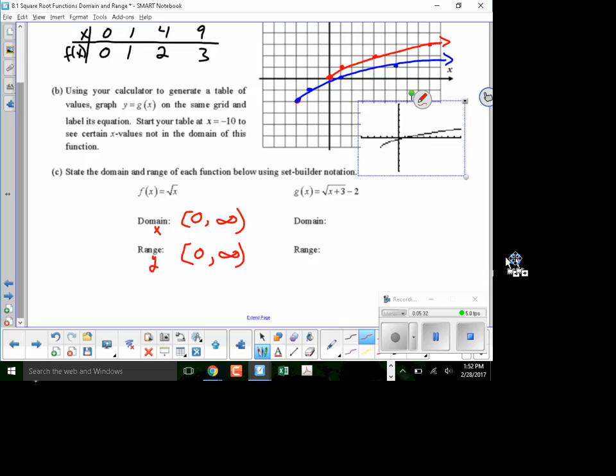Now, the domain for this one, we can look right at the graph. The x values are going to start at -3, and they're going to go to positive infinity. And the y values are going to start at -2, and they're going to go to positive infinity. Is that okay? Any questions so far? Feeling good?